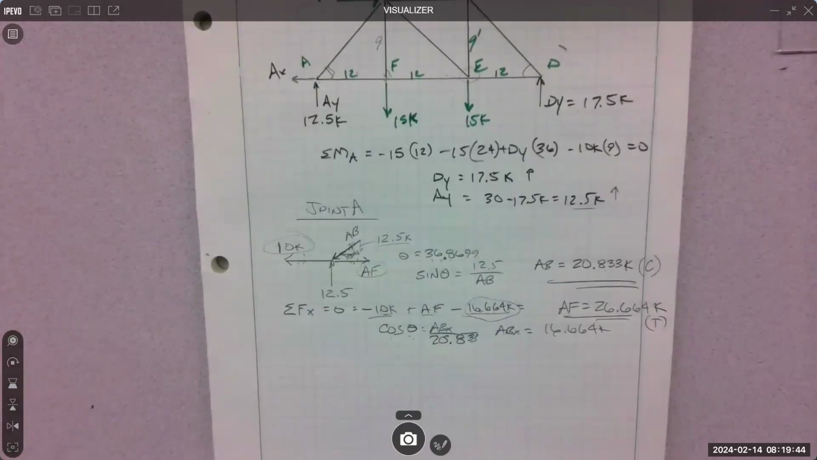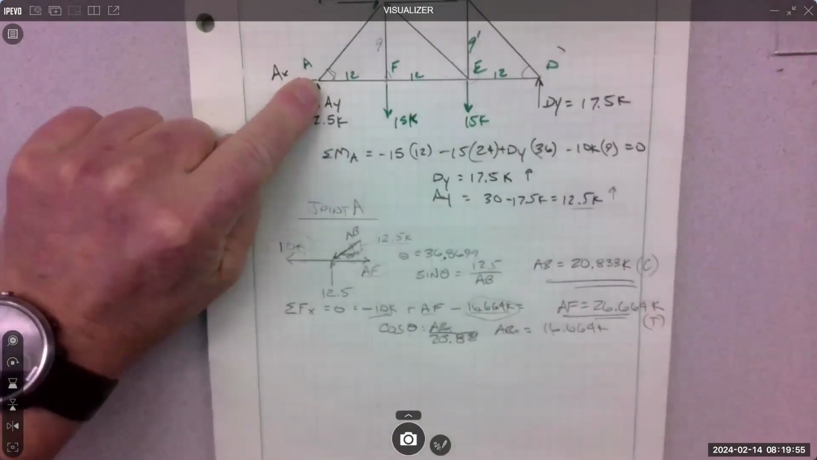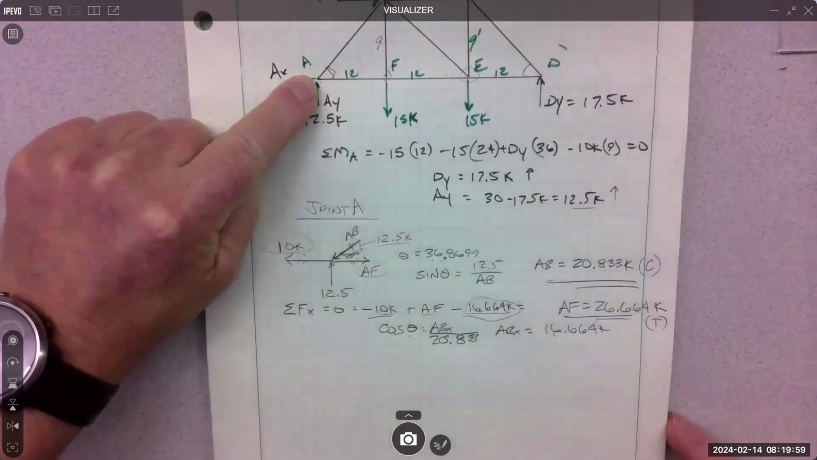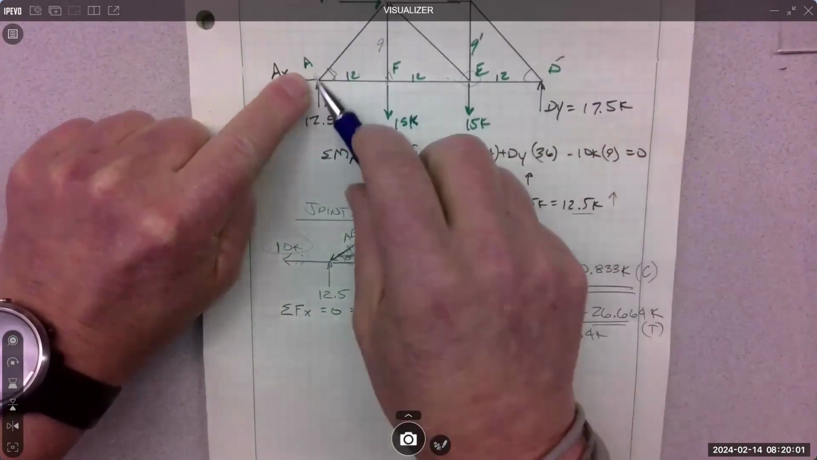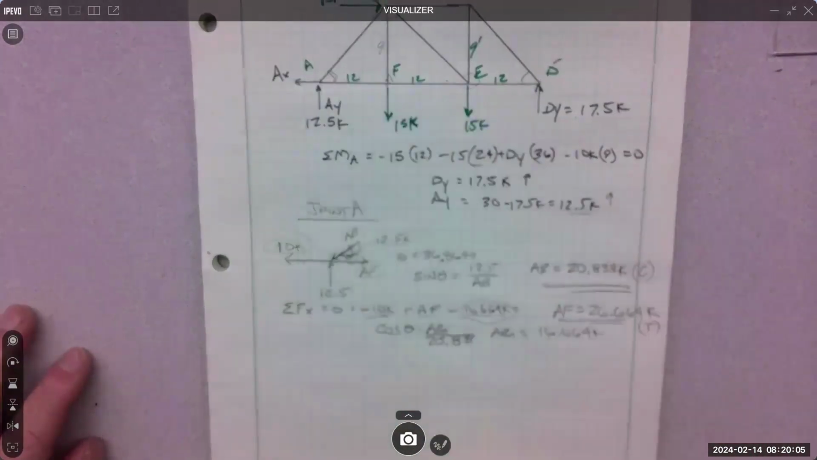That's just one joint. Good times. Wait till it's pin pin, right? But this one you could do if you found AY correctly. So if this was a pin, we still could do this joint. There's a roller in my book right now, but if it was pin pin, you could still start here and get this. And then we're going to move to F.